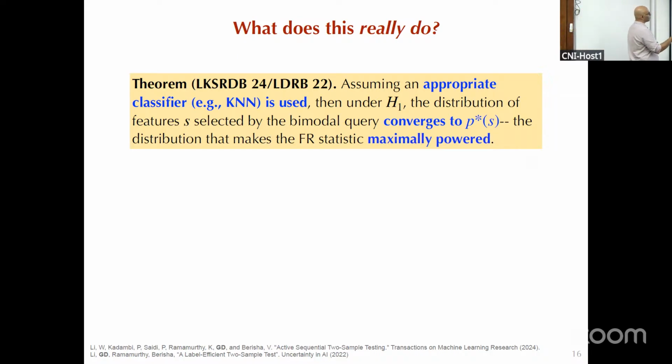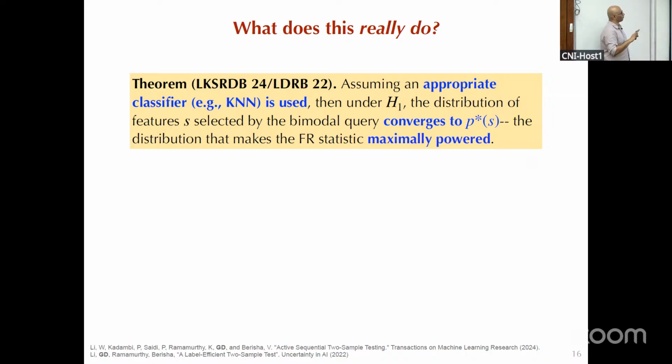And what is this distribution? It's the distribution that makes the Friedman-Rafsky statistic, so the FR test statistic, maximally powered, right, in some very formal sense. That is, if we can define a notion of what maximally powered means, which is it has the best chance of telling those two things apart, given a label budget. And it turns out that P star S is the limit of this query procedure and this query procedure's sampling distribution converges to that.